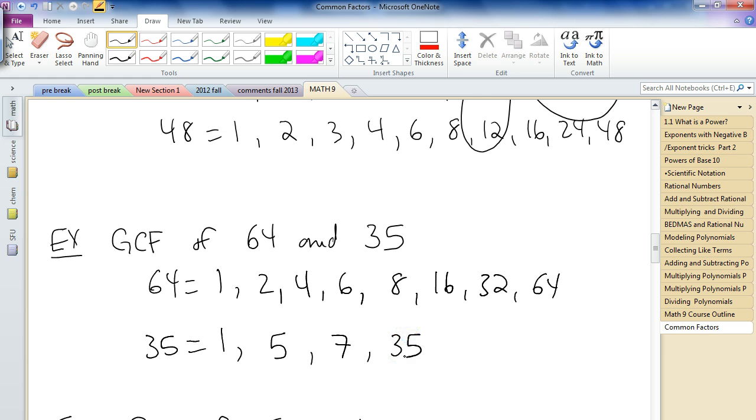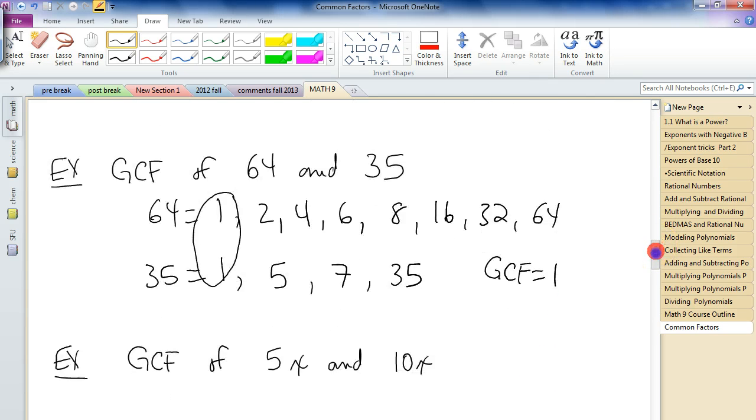What's the biggest number they have in common? Let's start with the 35. Nope. 7. Nope. 5. Nope. That's all they have in common, just the 1. So I guess the GCF in this case is 1, or really, they don't really have a greatest common factor. So you can say 1, which every single pair of numbers shares as one of their factors, but in this case, 35 and 64, they have nothing that goes into each other. They have nothing in common.